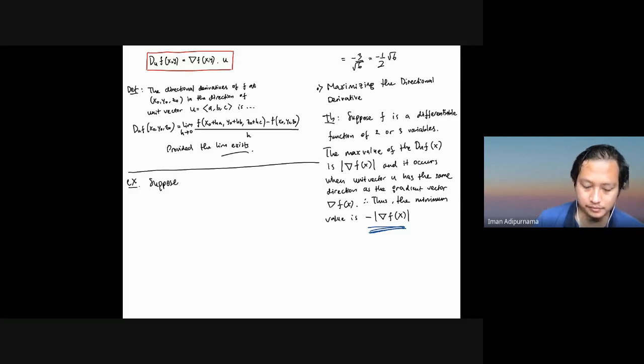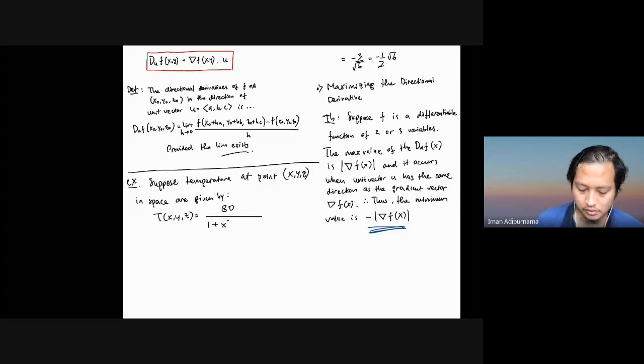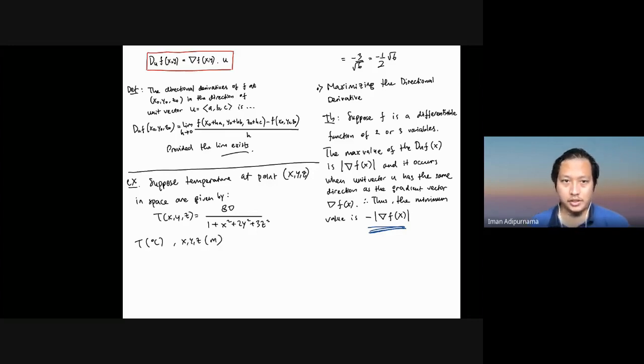Suppose the temperature at the point x, y, z in space is given by the equation for temperature, so T in Celsius and x, y, z in meters.